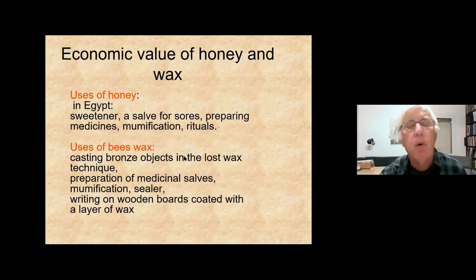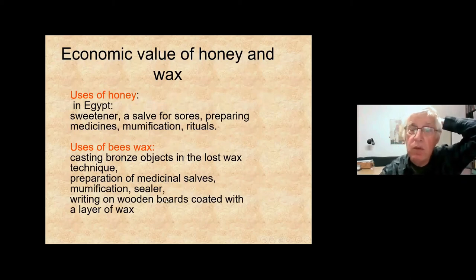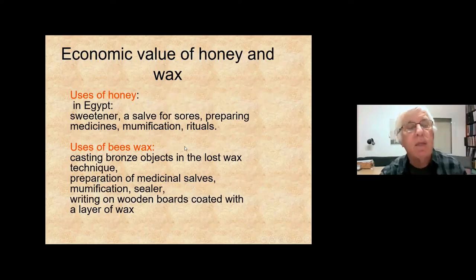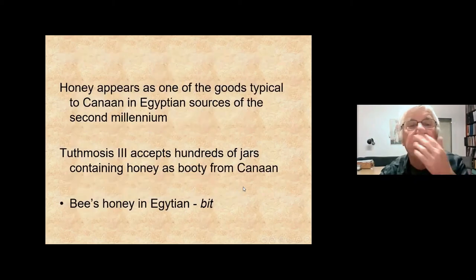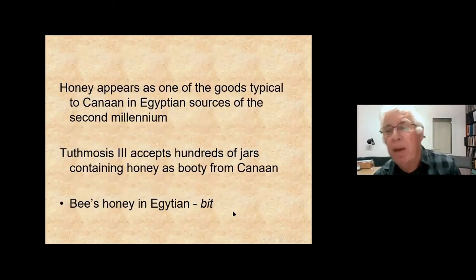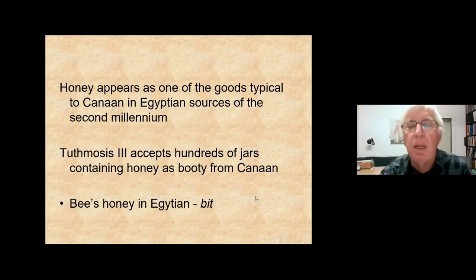Now, honey was important. We know the uses of honey in Egypt, the uses of beeswax, and you can see this list. I will not read all of it here. It is also mentioned in the Egyptian sources as a very important product of the land of Canaan.